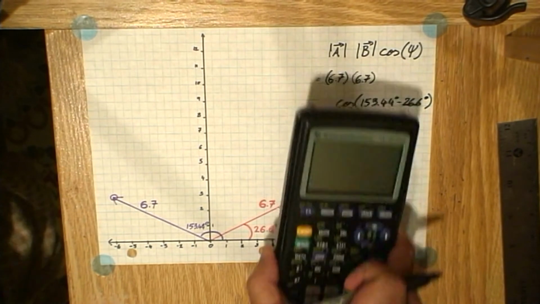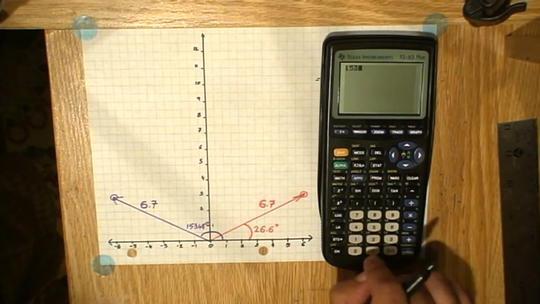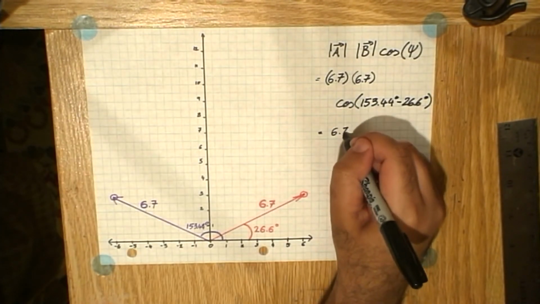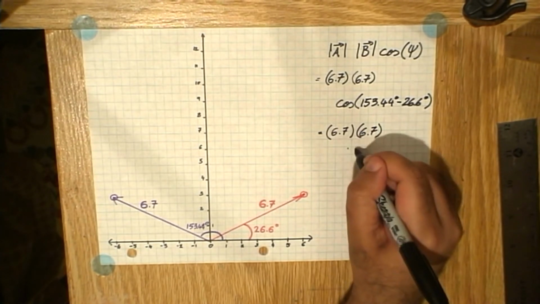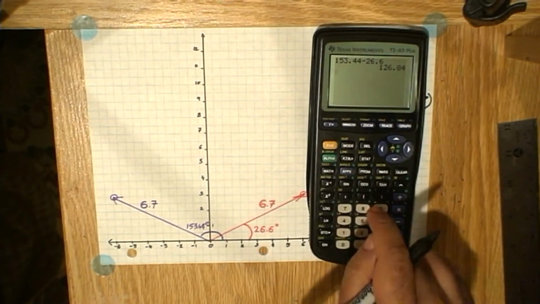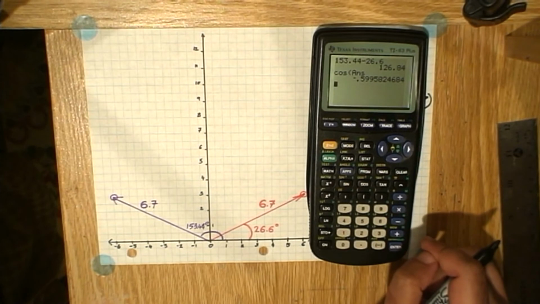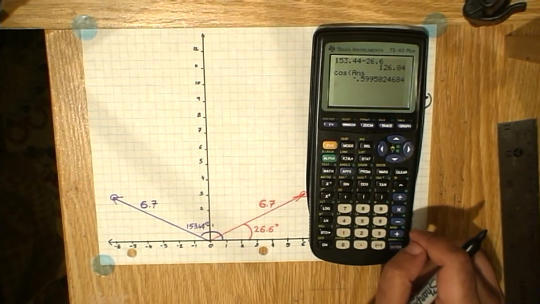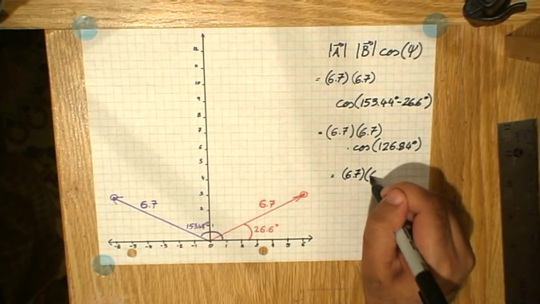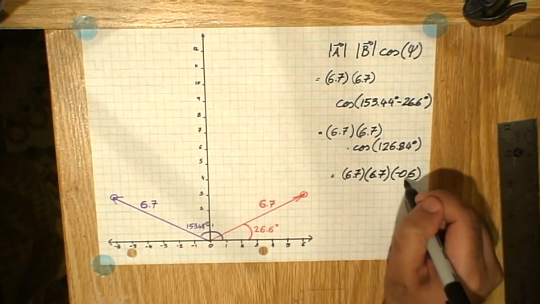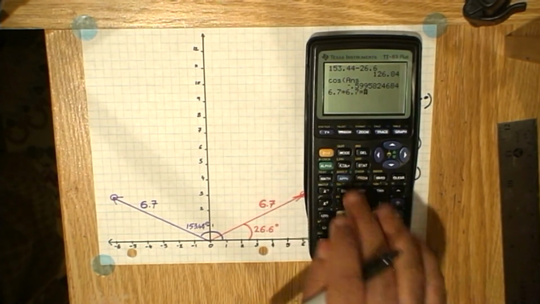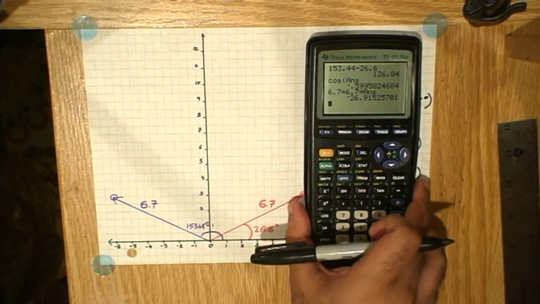So let us solve this out. 153.44 minus 26.6 gives us 126.84. So we have 6.7 times 6.7 times the cosine of 126.84 degrees. Cosine of this quantity is negative 0.599, about negative 0.6. So now we have 6.7 times 6.7 times negative 0.6. So what does that work out to? 6.7 times 6.7 times this answer is negative 26.9.